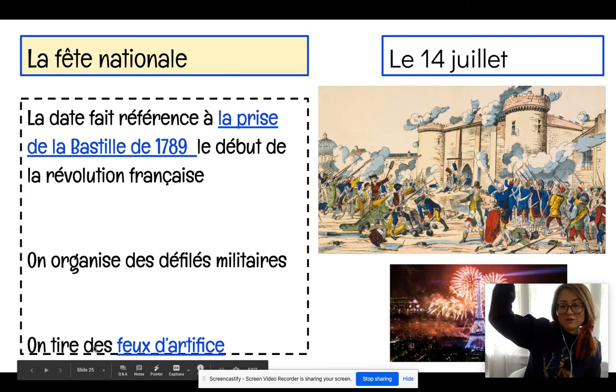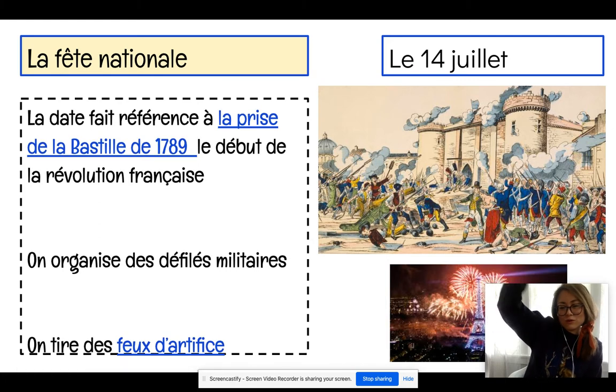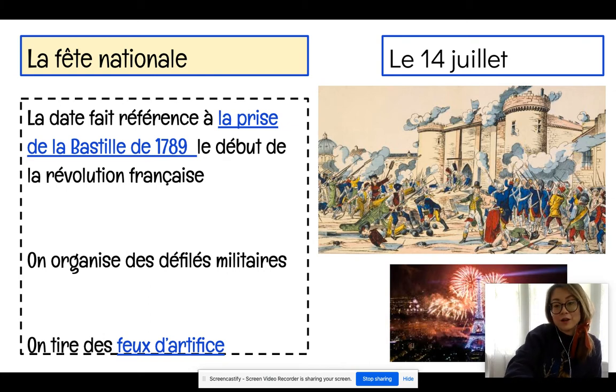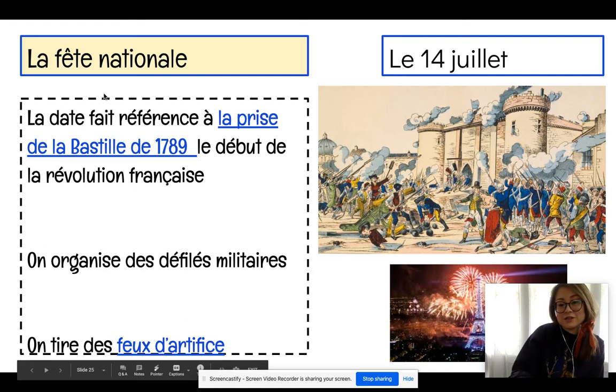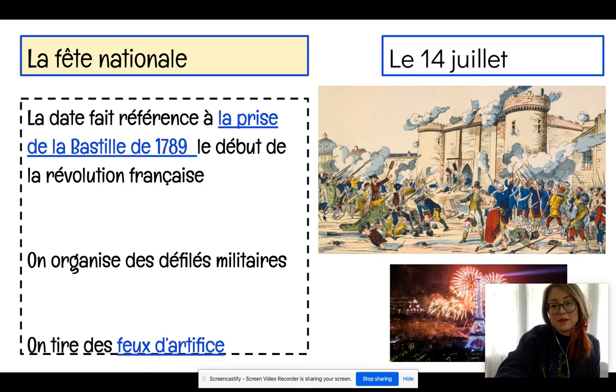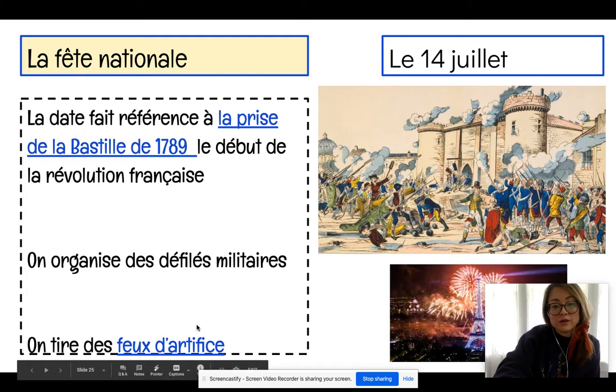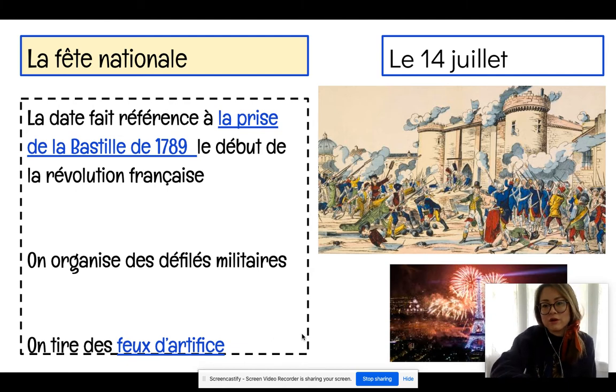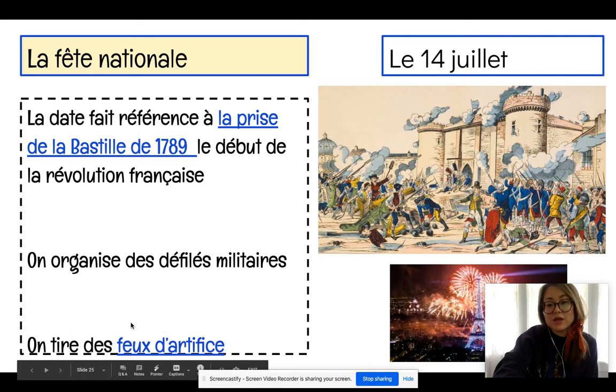Qu'est-ce que ça veut dire des feux d'artifice dans le ciel avec beaucoup de lumière, beaucoup de bruit? It's like fireworks. So it's their national holiday, just like le 4 juillet is our national holiday, and in many ways celebrated in similar fashion, with the parades, with the fireworks, les feux d'artifice. On mange, on dort, on fait beaucoup de choses. La fête nationale, le 14 juillet.